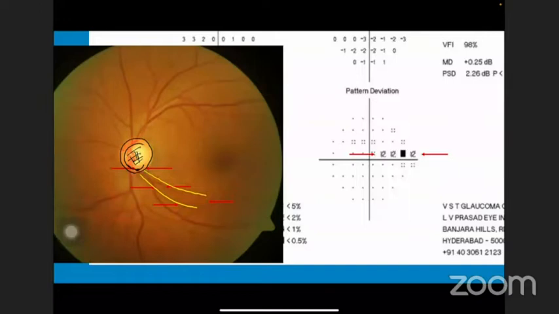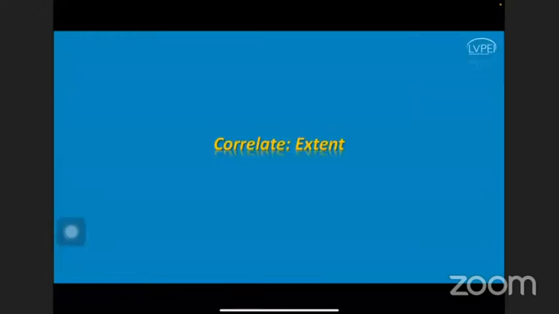So this is what correlation by location is. And if you put these two together, you can be sure that this is glaucoma. Now, what else do we need to correlate?